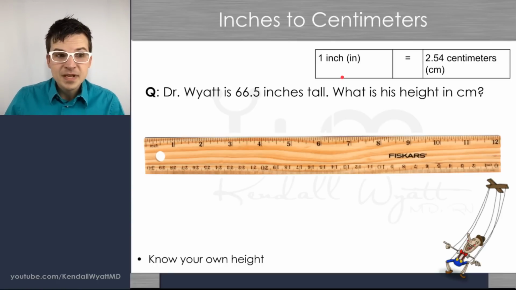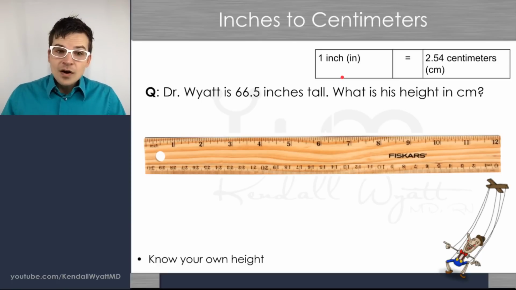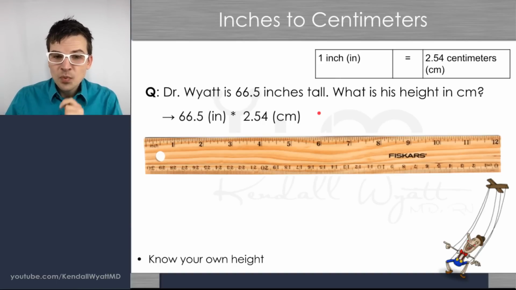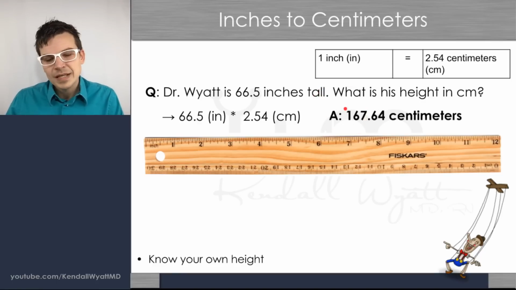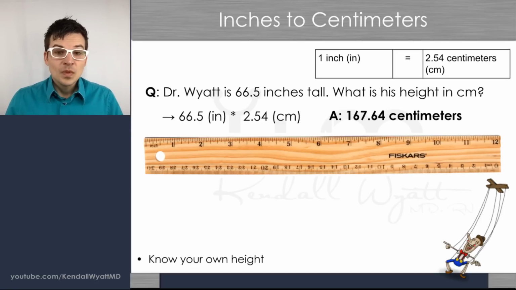What is my height in centimeters? Now, if you think about it, there are lots of ways to do this. Well, not really. 66.5 inches multiplied by what you need, 2.54 centimeters, equals what? Well, 66.5 times 2.54 will give you the answer in centimeters, and that's approximately, or exactly, 167.64 centimeters. That's what you need to know. So that's right, 167.64 centimeters.